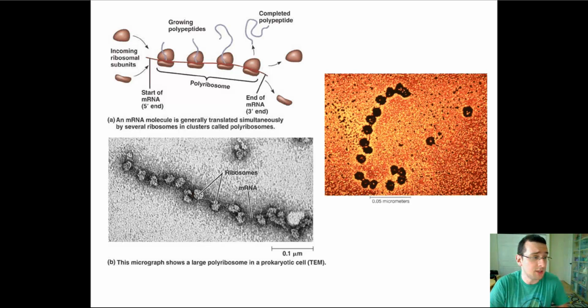A cell, for example, that's producing insulin in the pancreas is going to have many of these polyribosome complexes because it has to make insulin very fast to respond to an increase in sugar in your blood.